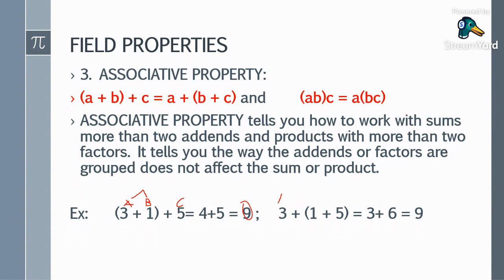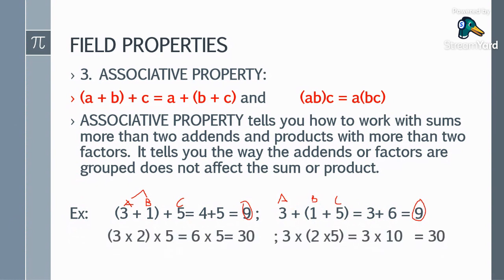Now, since this is associative property, the A, which is 3, plus the quantity of B plus C, 1 plus 5. So we copy the 3 plus the answer of this, 1 plus 5 is equal to 6. So the answer is 9.